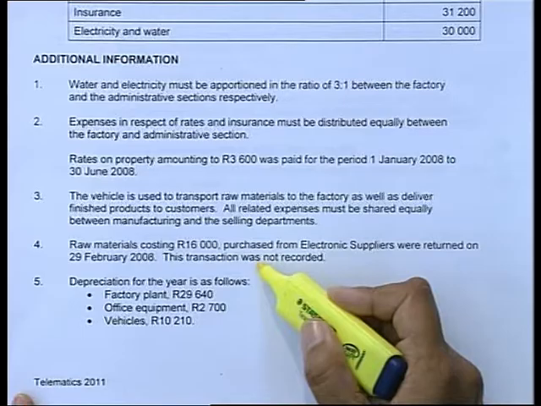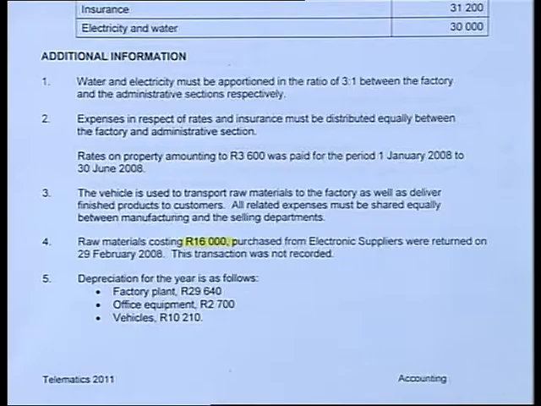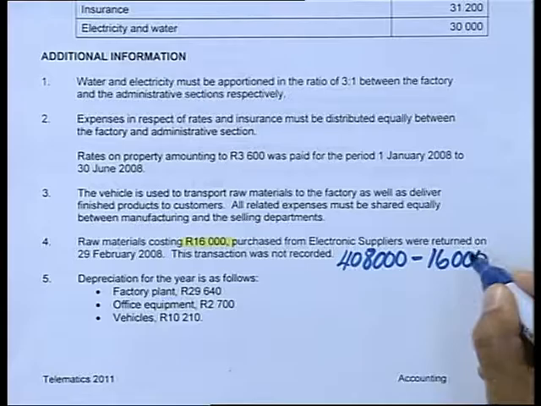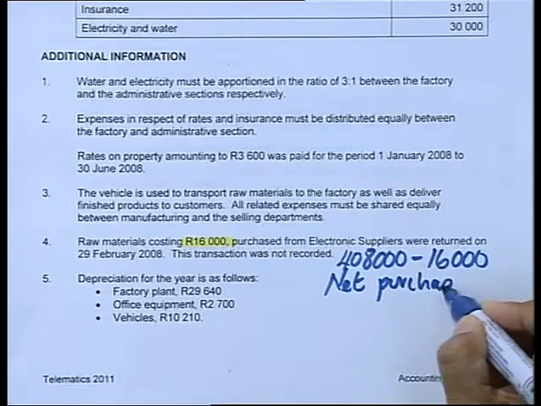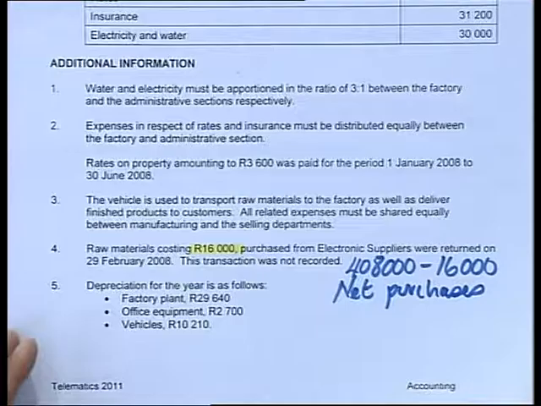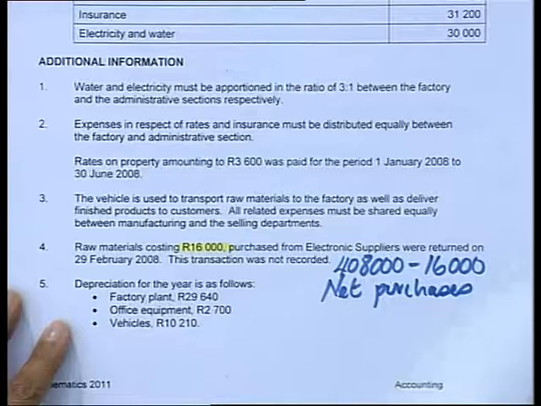So that 16,000, I'm going to take my 408,000 and I'm going to minus my 16,000 to get my net purchases. Okay, and that amount I'm going to put opposite net purchases. So it's my purchases minus my returns. We'll fill it in a minute, learners. Then my next item, they say, yes, it is 392,000 and we'll put it in a minute.